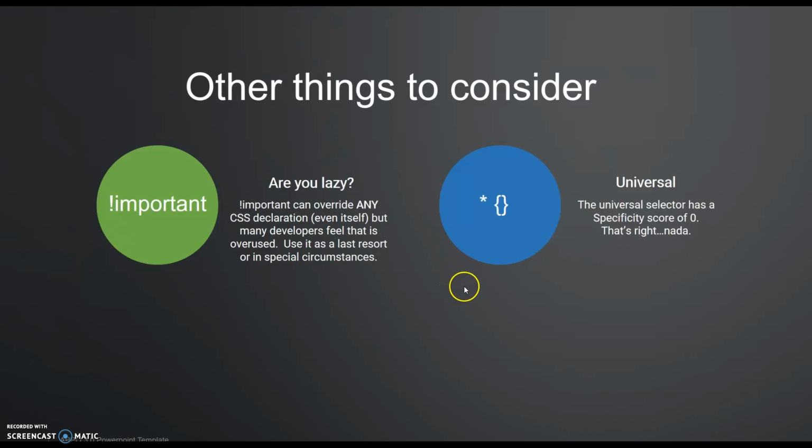The other one over here is the universal selector, and it has a specificity score of 0. That means no matter what you put after it, it just doesn't have any weight in CSS. So if you put a different declaration after it, that's going to override it every time.